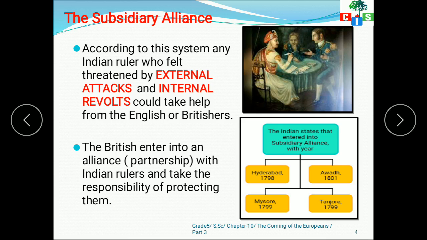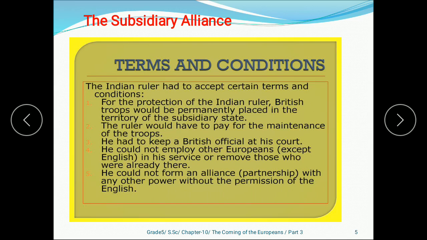Okay, but for this the Britishers applied many rules. So let's see what the rules are. There were many terms and conditions applied during this partnership. The Indian rulers had to accept certain terms and conditions. First, for the protection of the Indian rulers, British troops, a group of soldiers, would be permanently placed in the territory of the subsidiary state. That is the first one.